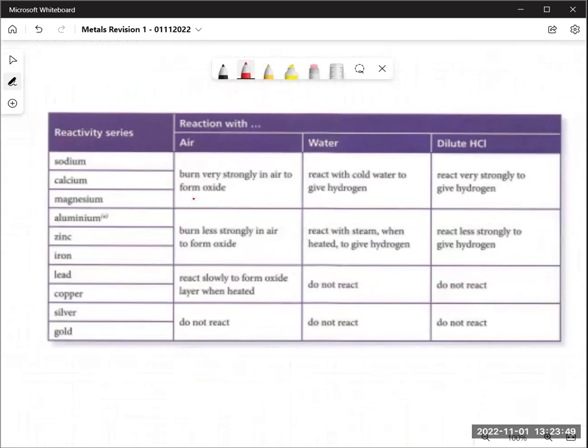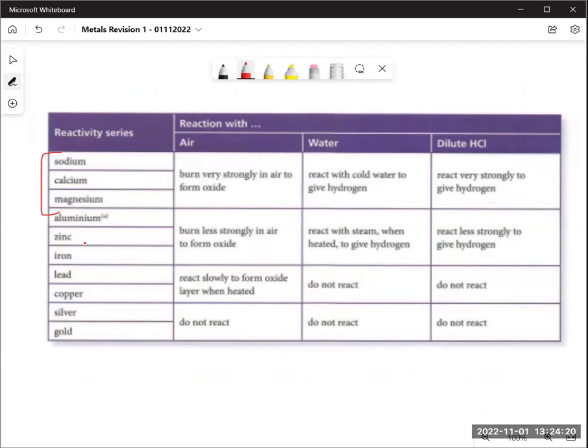Neha, I want you to read the first three. Okay. Sodium, calcium, magnesium burn very strongly in air to form oxide. They react with cold water to give hydrogen. Dilute HCl reacts very strongly to give hydrogen. Right, that's for sodium, calcium, magnesium.